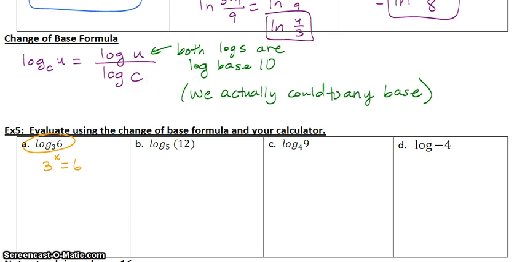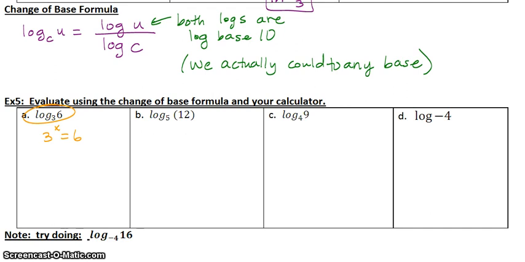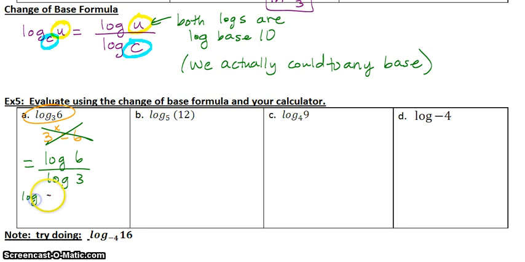So look at example A, and here's how I remember this. I remember the big number goes on top, the base goes on bottom. That's how I remember it. So if I can't do that in my head, I'm going to use my calculator. Big number goes on top, little number goes on bottom. So I'm literally going to type into my calculator log 6 divided by log 3.